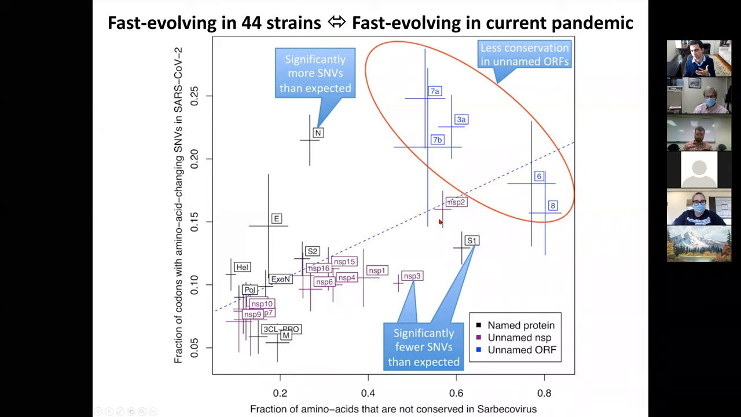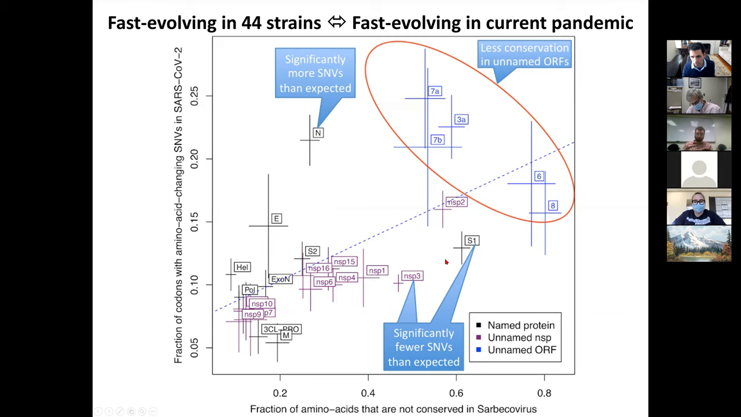And that we can test by going back to the 2003 pandemic and ask if in fact S1 and NSP3 are also rapidly evolving in the early stages of that pandemic. And that's something that we'd be delighted to collaborate with you guys on, if you're interested in that.